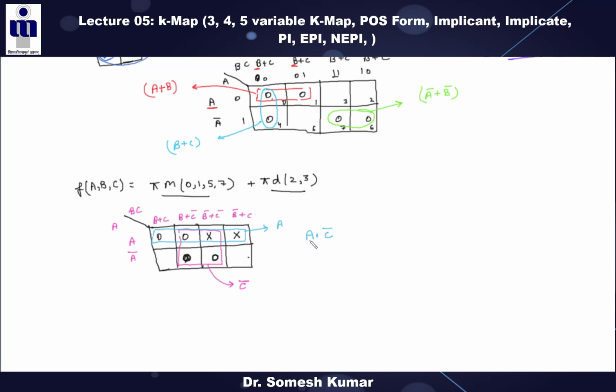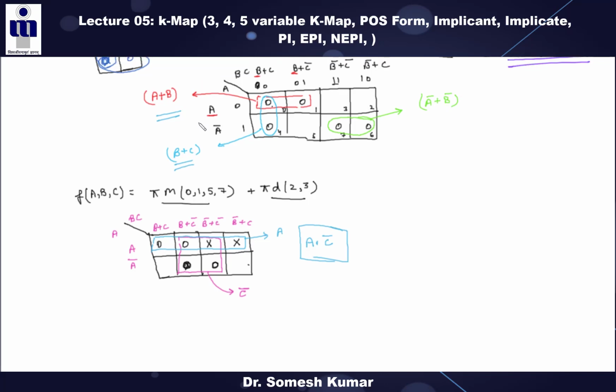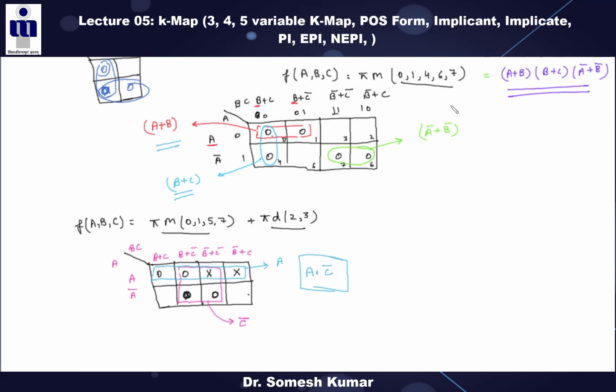So this is a product of sums, right? And the sums we are getting from our octets, quads, pairs, all these things, right? And then in the end, we have to take the product of all those sums, similar to this case. Clear?